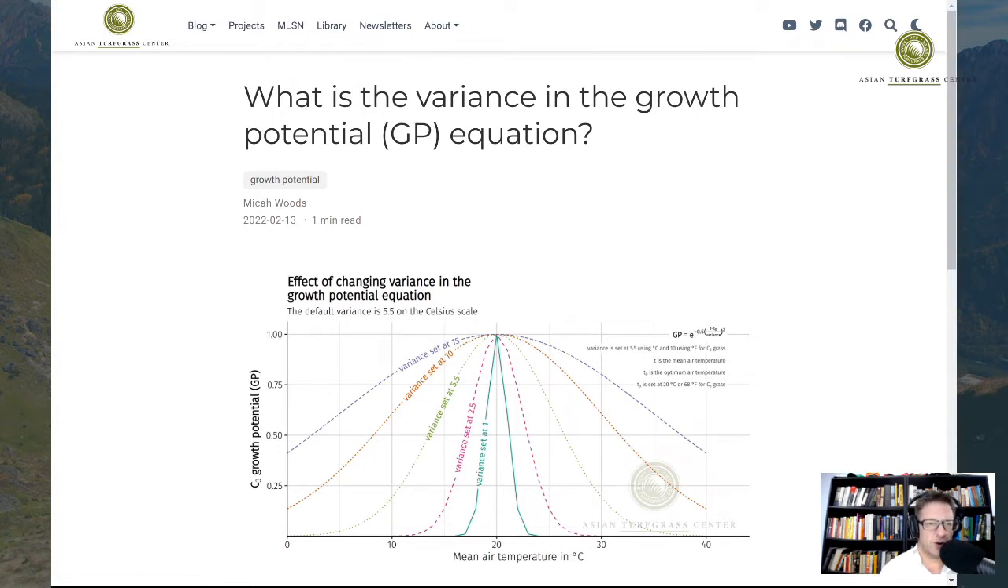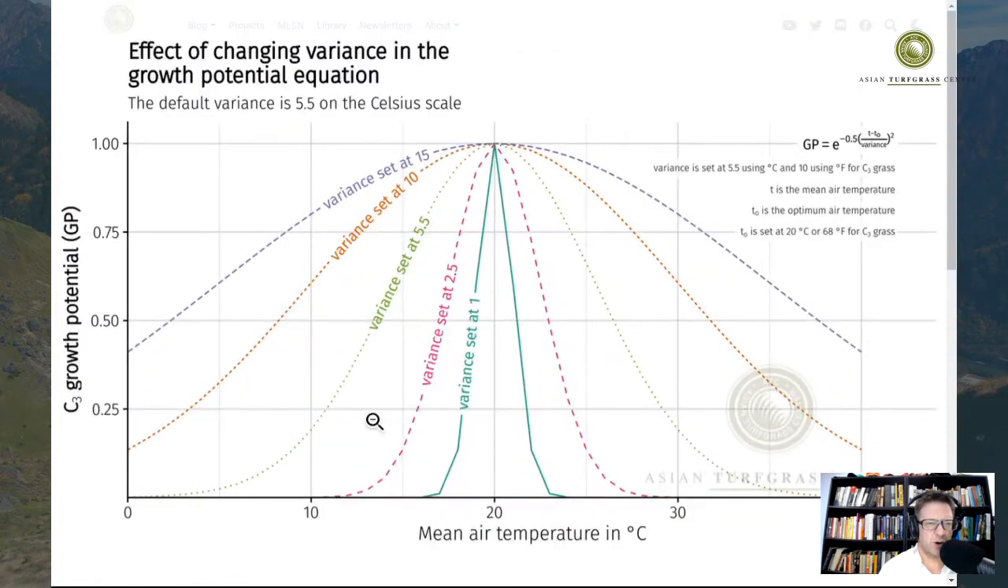And I made a chart on the website that shows on my blog, and I titled this chart Effect of Changing Variance in the Growth Potential Equation, because somebody had asked me what the variance was, and it's a variable that goes into the equation that calculates the growth potential number based on the temperature. If you have a low variance, then it means the growth potential that gets calculated will rapidly drop down to zero as you move just a little bit away from the optimum temperature.